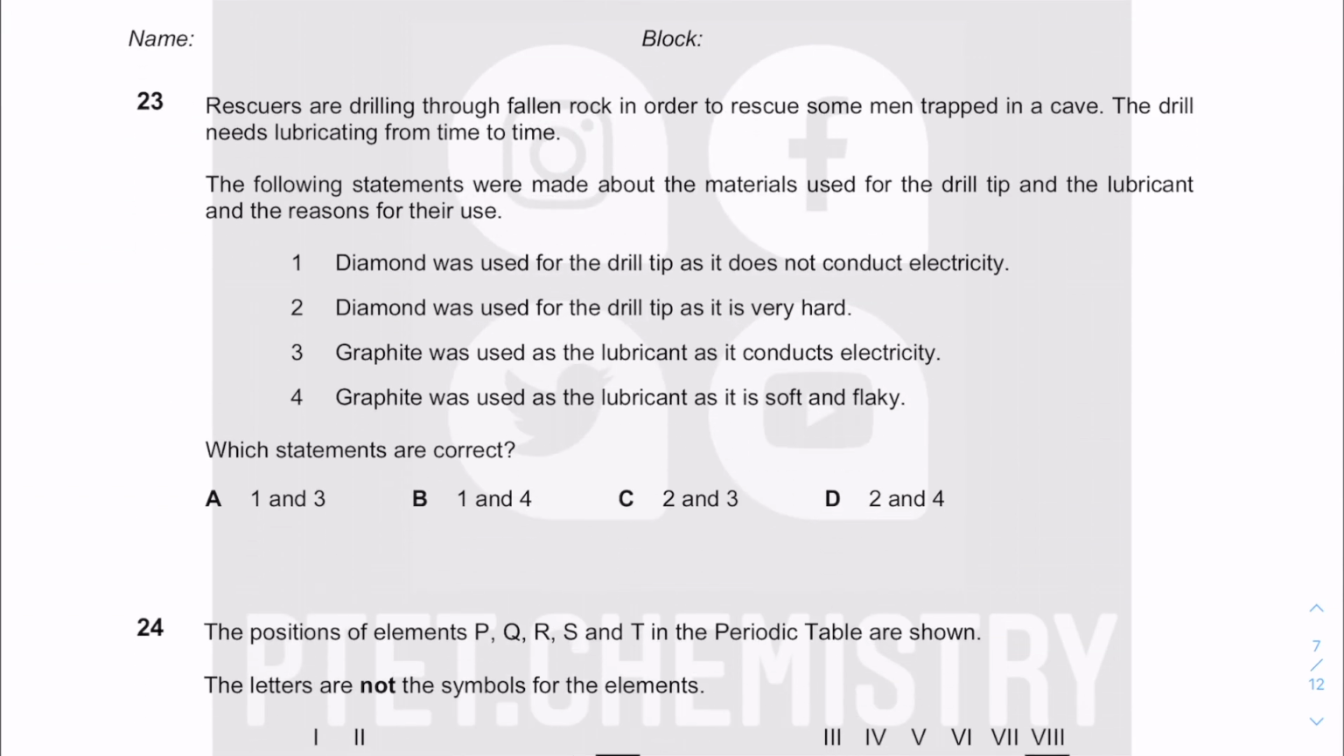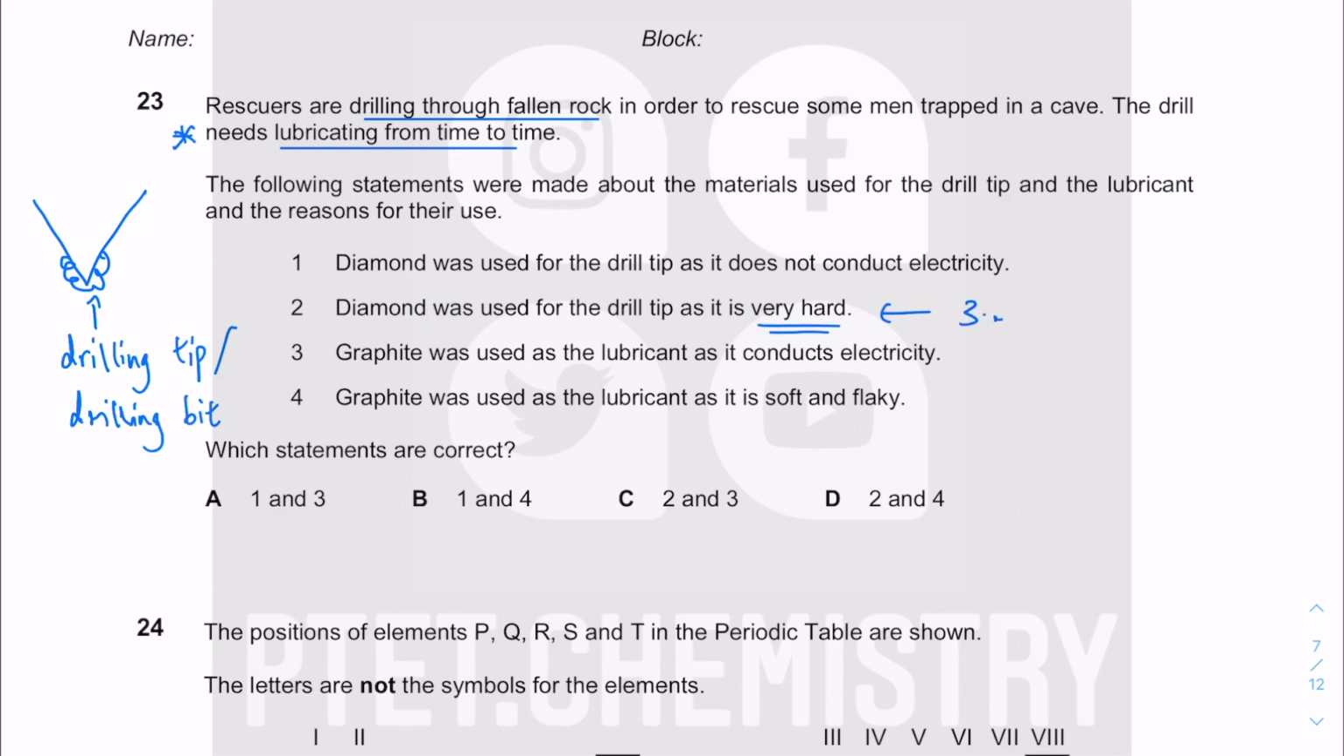Question 23, so we have rescuers drilling through fallen rock. So you need to drill through rock, and the drill needs lubricating from time to time, so be very careful what they are saying. We use the diamond for the drill tip, also called the drilling bit. They are used in the mining or petroleum industry where you need to dig into very hard underground rock, and that is because diamond is very hard. It's one of the hardest substances of all.